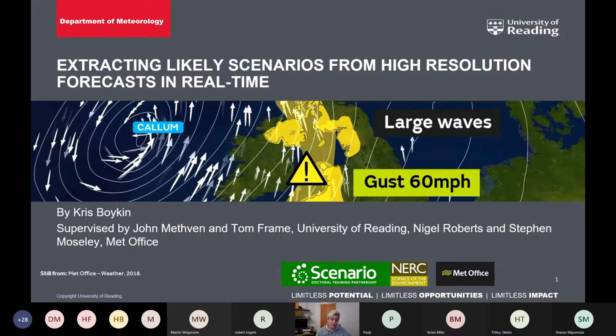So the first thing I'll do is go into a little bit of the motivations of what the project is about, and then a brief overview of the methodology, and then get into the nitty-gritty and how it's designed to help forecasters in the future to better predict and output forecasts for high-impact weather, for example.